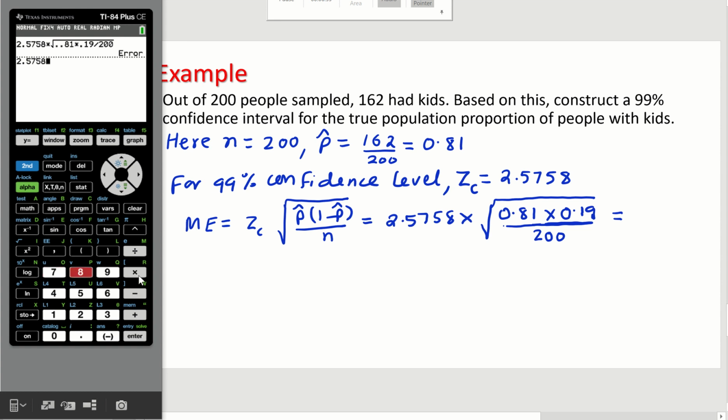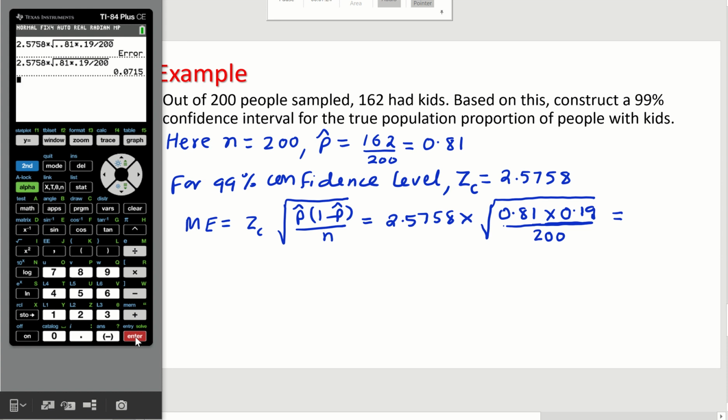2.5758 multiplied by the square root of 0.81 times 0.19 divided by 200. That is equal to 0.0715.